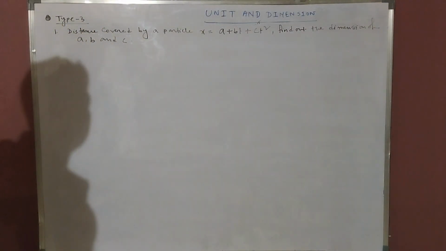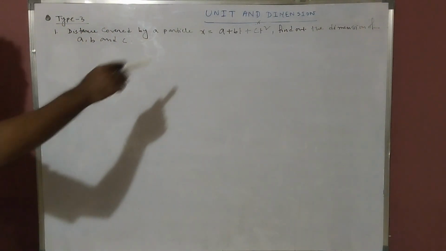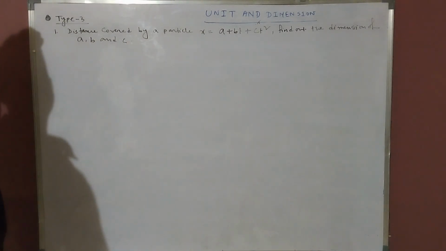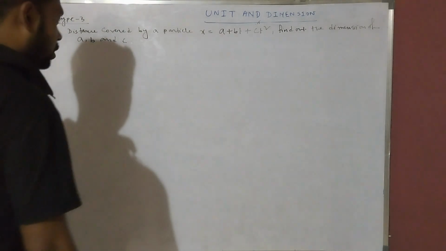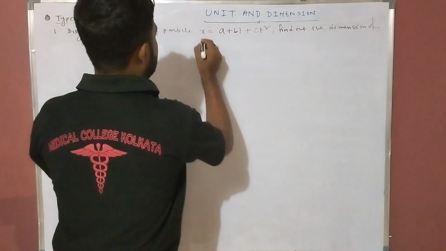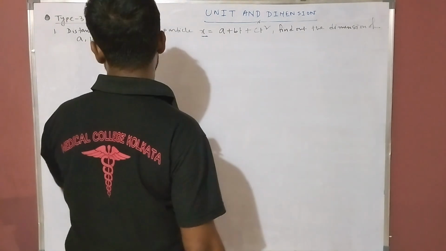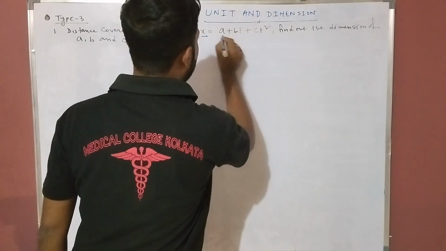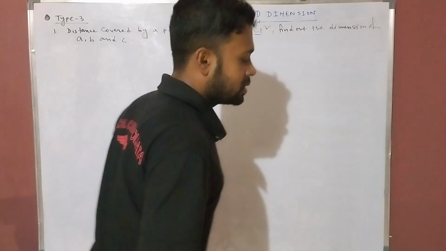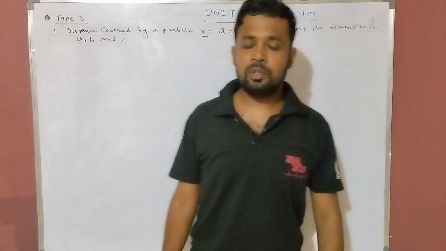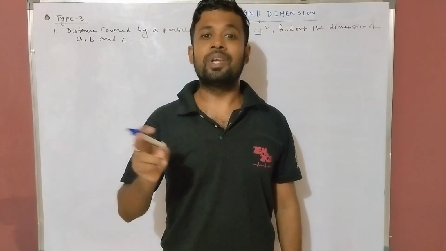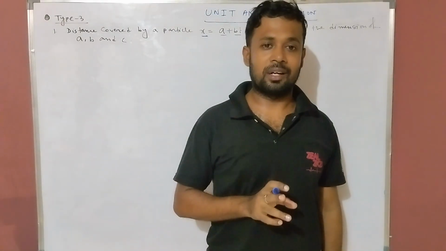Distance covered by a particle x is equal to a plus bt plus ct square. Find out the dimension of a, b and c. So let's see. This x is distance. So individually these three terms will also be distance. Why? Because we know that only the same quantity we can add or subtract.